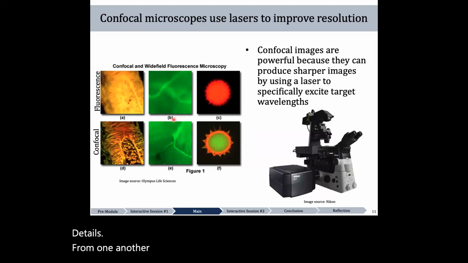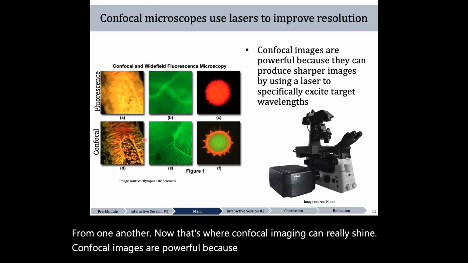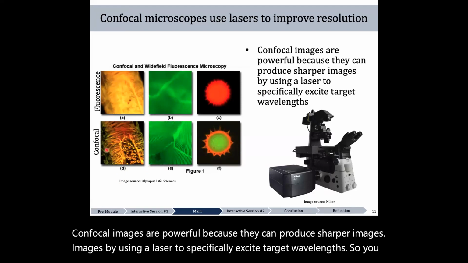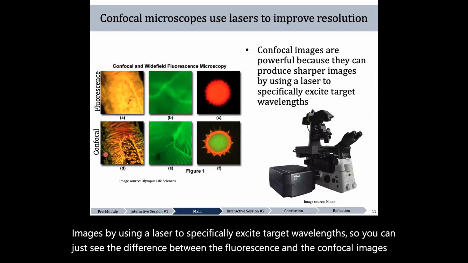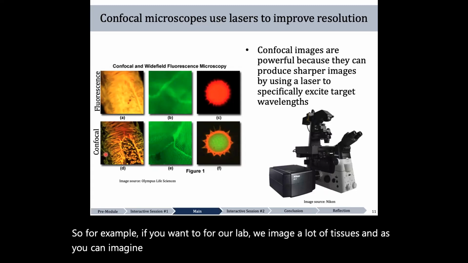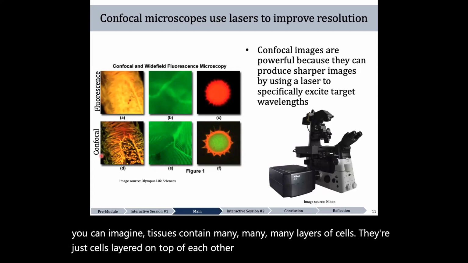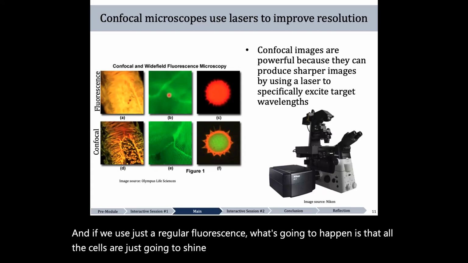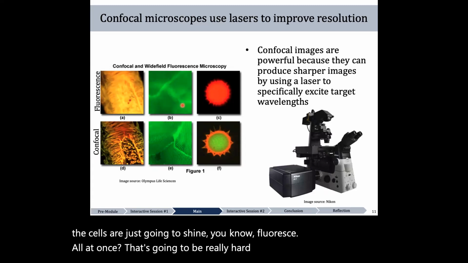Now that's where confocal imaging can really shine. Confocal images are powerful because they can produce sharper images by using a laser to specifically excite target wavelengths. So you can see the difference between the fluorescence and the confocal images here. For example, in our lab, we image a lot of tissues. And as you can imagine, tissues contain many, many layers of cells, just cells layered on top of each other. If we use just regular fluorescence, all the cells are going to fluoresce all at once. It's going to be really hard. It's going to be a lot of light there.